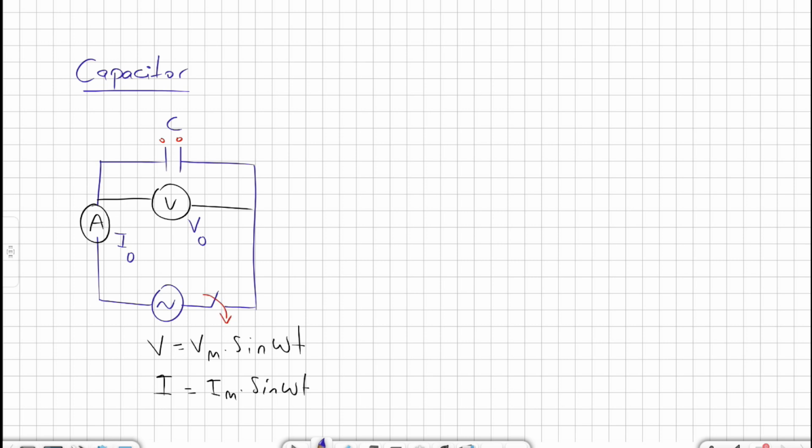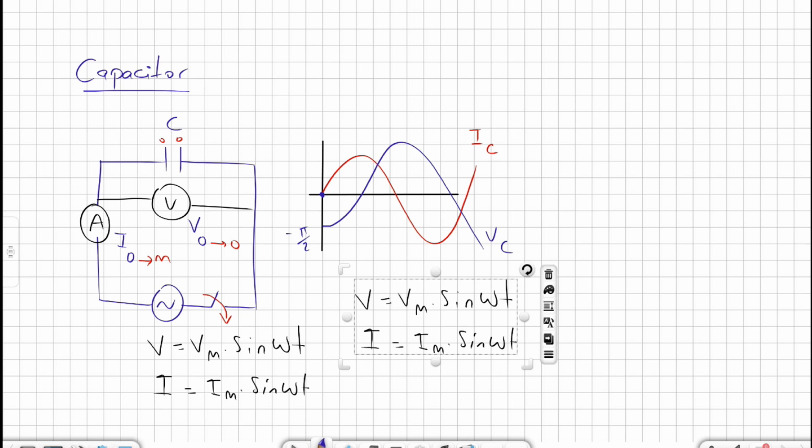Both have 0 stored charge. As we close the switch, the current goes to maximum, but since there are no stored charges yet, the voltmeter will read 0. Because the capacitor is not charged at the beginning, there will be a difference in phase. As we draw the sine waves, when current is maximum, V is 0, and when V is 0, current is maximum. The VC is behind and IC is ahead. When IC is equal to 0, VC is minus 90 degrees behind. So the phase difference here is minus pi over 2.